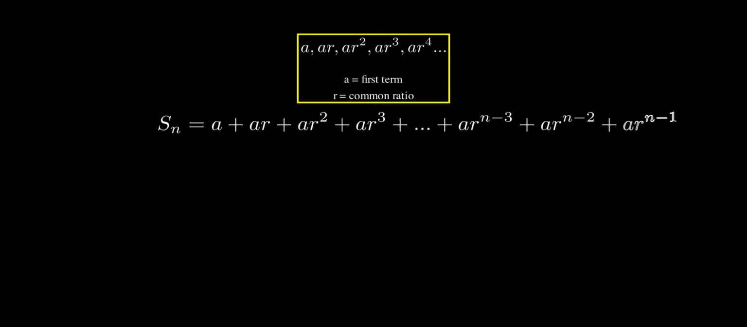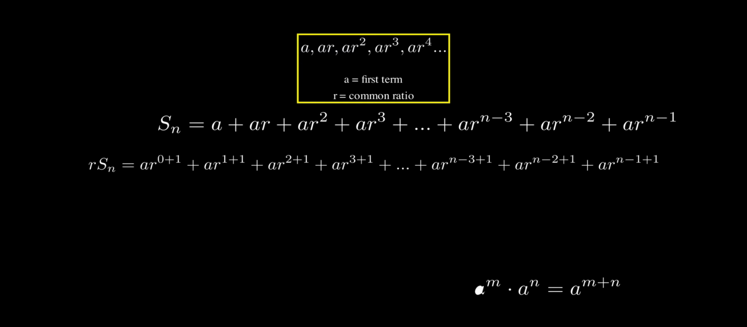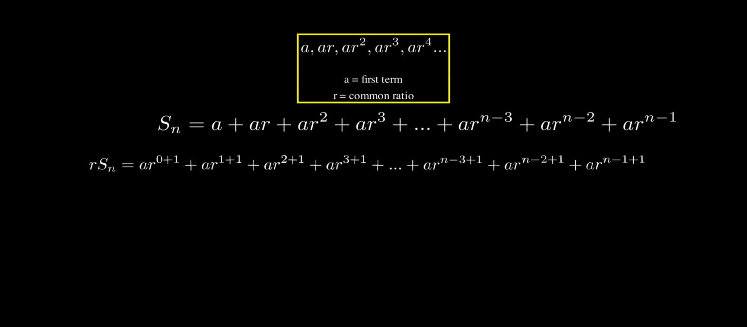r times S sub n would essentially increase the exponent of r on each term by 1. And we know this by using the laws of exponents. a to the power m times a to the power n is a to the power quantity m plus n. So, for the first term a, we can represent it in terms of r by saying it is a times r to the power 0, instead of just a. Then, since we are multiplying by r to the power 1, that term would change to ar.